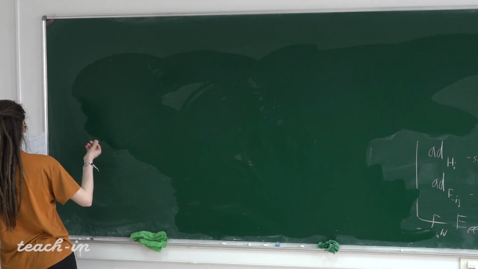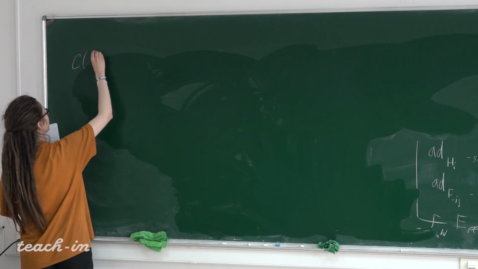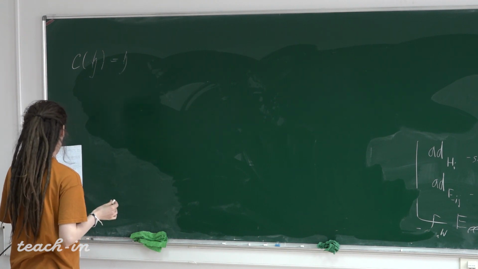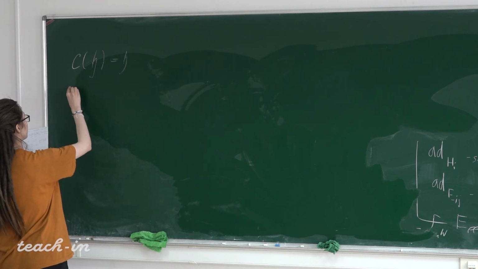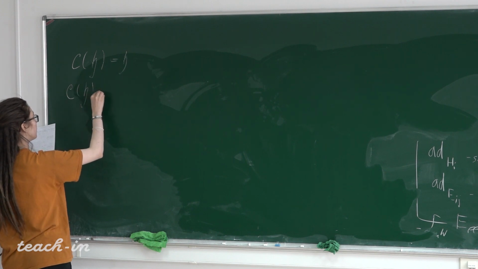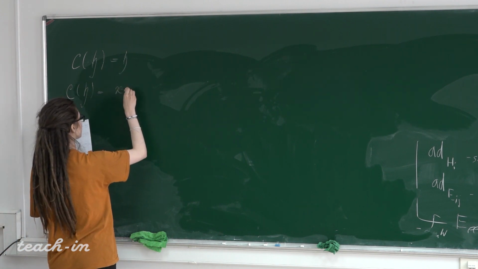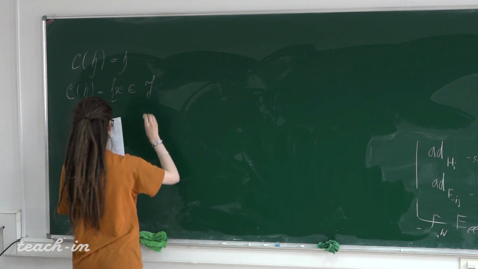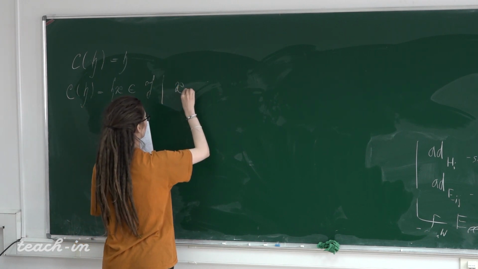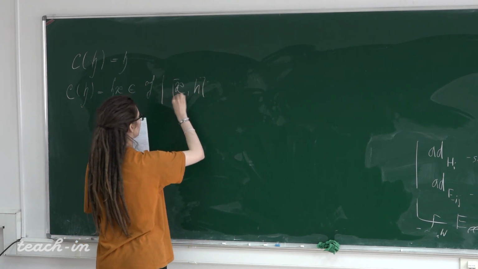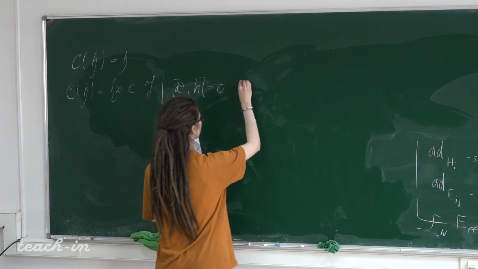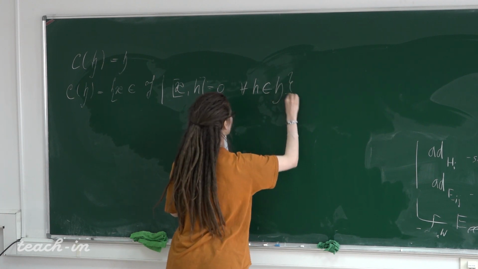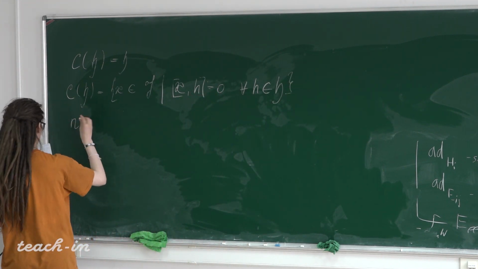Actually, we need to consider this. Okay, we need to prove this. Let's write it. This is for any x from the algebra. The commutator is 0, any h from h, and the normalizer.